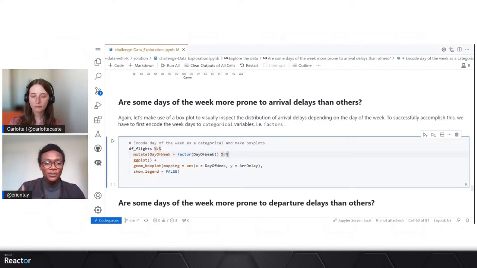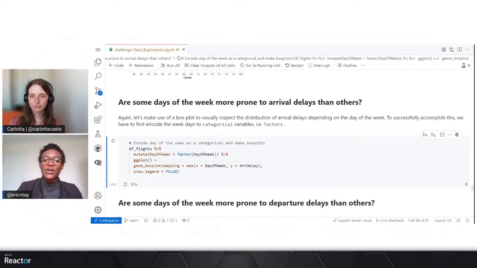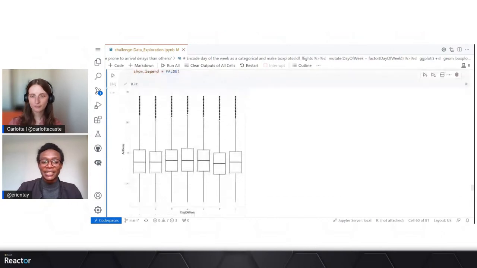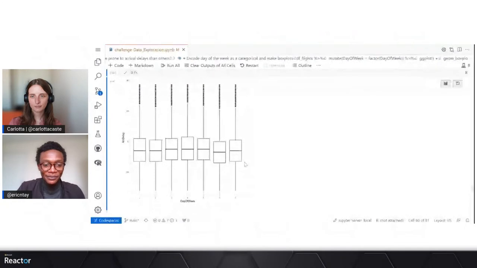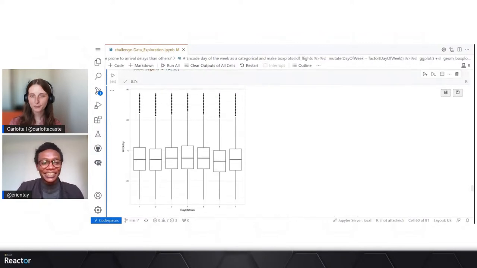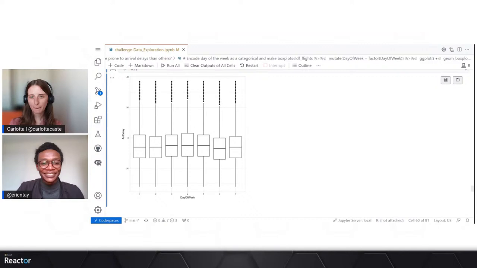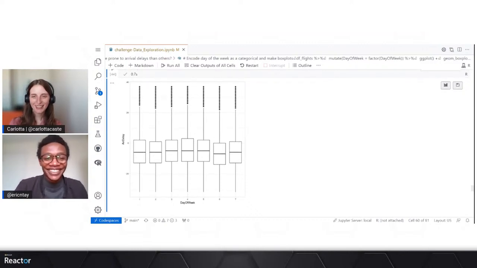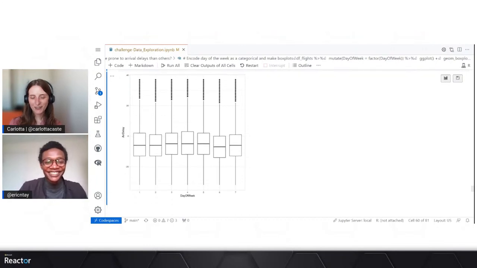And then we use ggplot, just as we explained earlier, where we map the x aesthetic to day of the week and the y aesthetic to arrival delay. So let's see about that. All right, since day six, I'm guessing Saturday, has the lowest arrival delay, good day to travel, I would say. What do you think, Carlotta? Yeah, nice surprise, I mean.